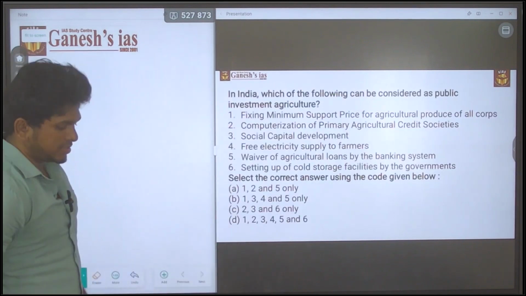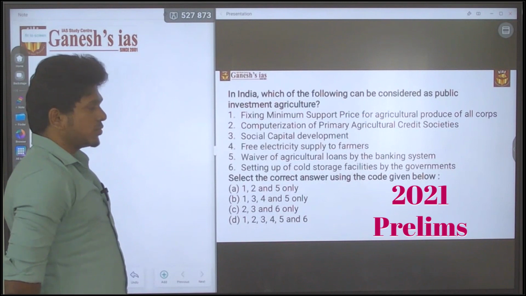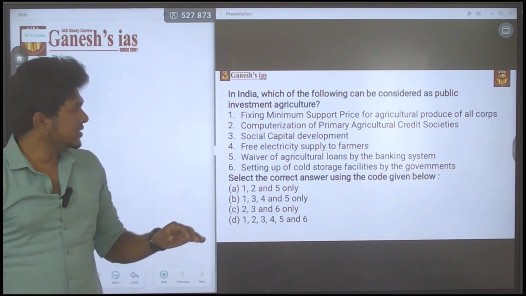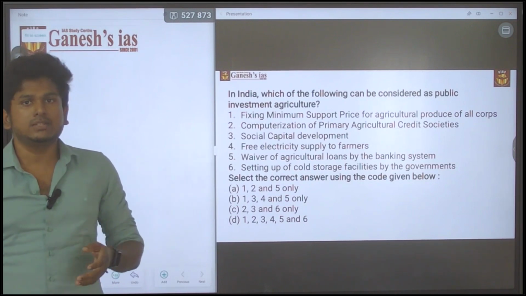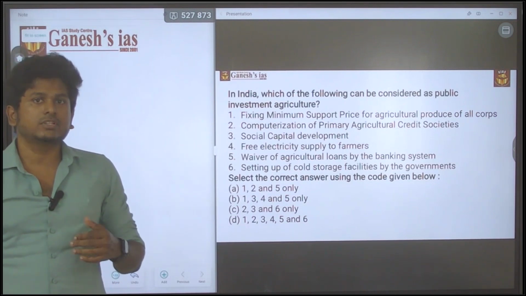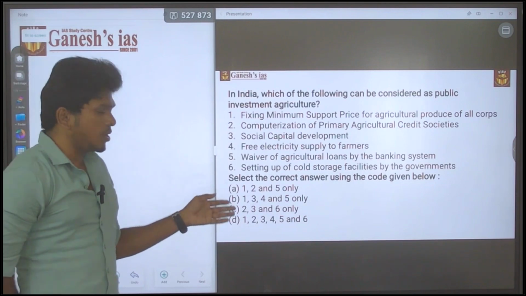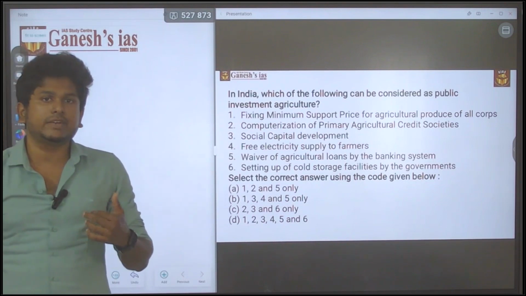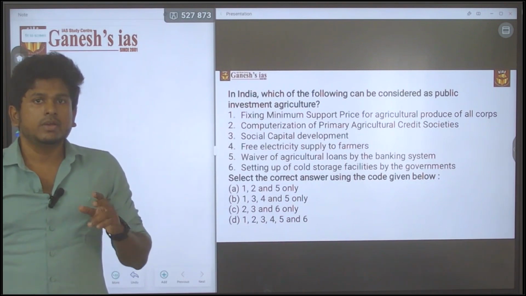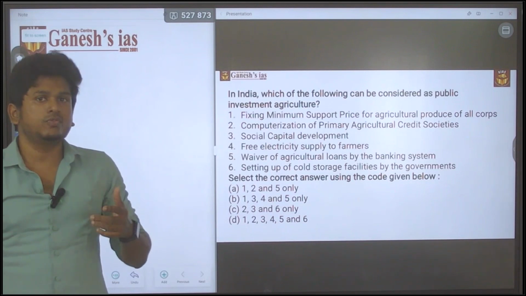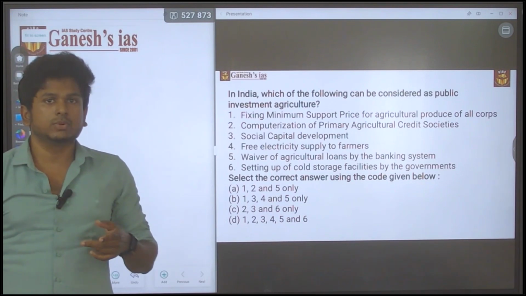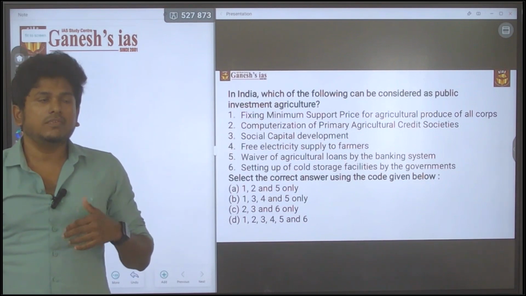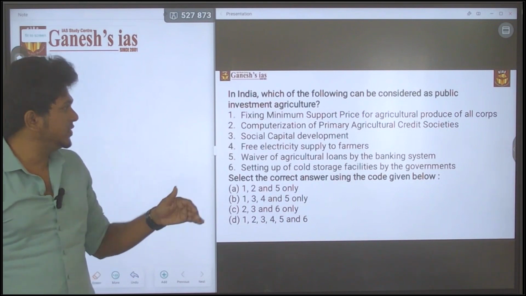This is a 2021 prelims question. First of all, these kinds of pattern questions are the easiest ones, because of these options. If you eliminate any one of the statements, you can easily get the answer. My opinion is to try to find the wrong statement. Don't look for a correct statement because that is the toughest one. Always try to find the wrong statement if the pattern is like this.